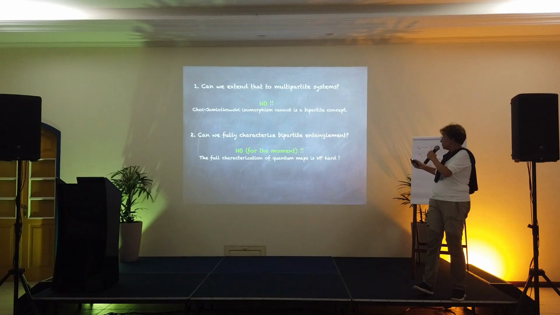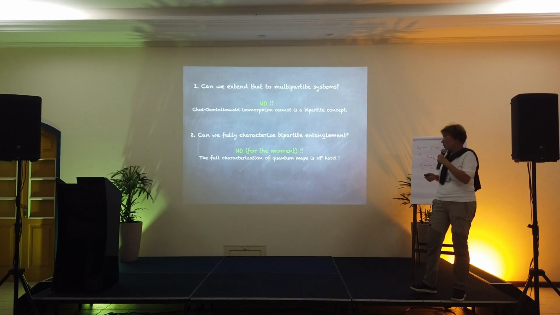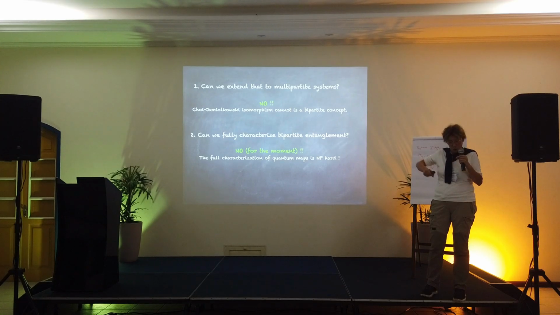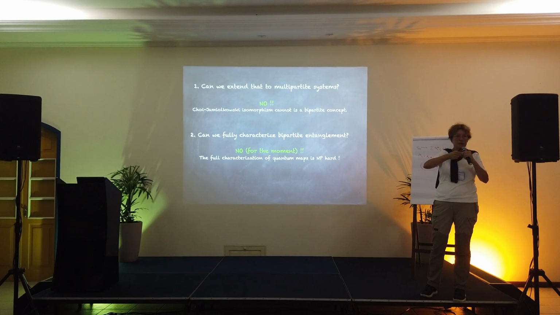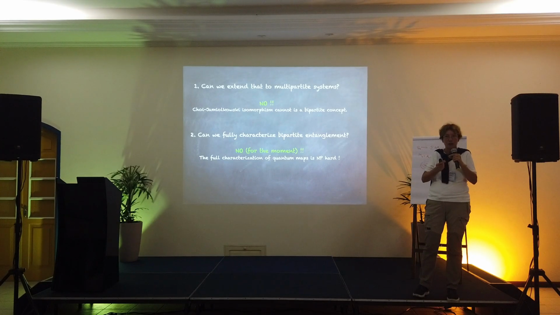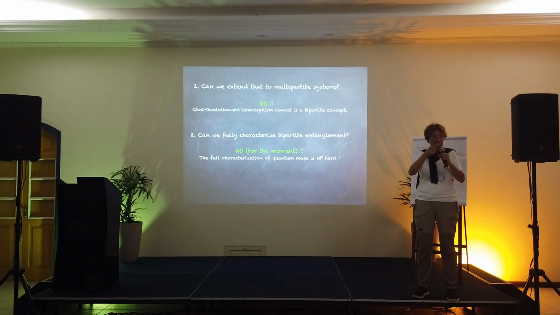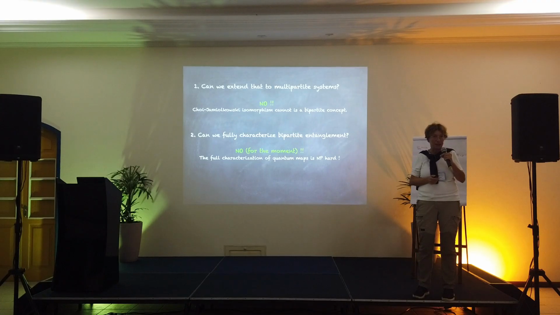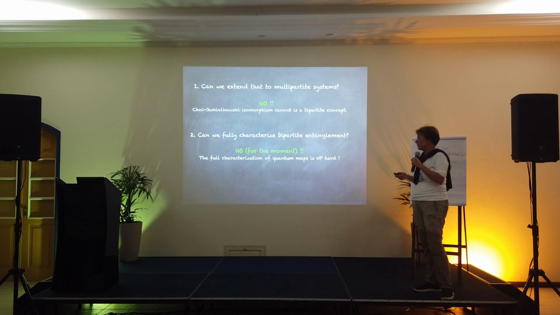Can we fully characterize bipartite entanglement? No, not for the moment. Why? Because the full characterization of quantum maps, or the full characterization of entanglement, is NP-hard. So it doesn't matter what you switch to in order to solve this problem from another perspective. If a problem is NP-hard and you know how to solve it, you will be able to solve all NP-hard problems, which, of course, is not impossible, but it's very strange that it can be solved. If you start with an NP-hard problem and you find something completely different, you end up with the fact that what you are doing in a completely different way will also be NP-hard. So we cannot go further.